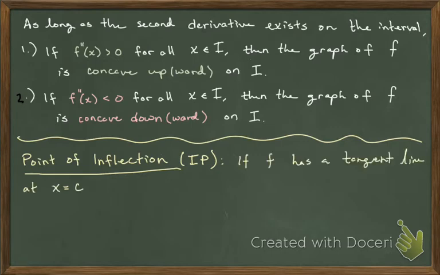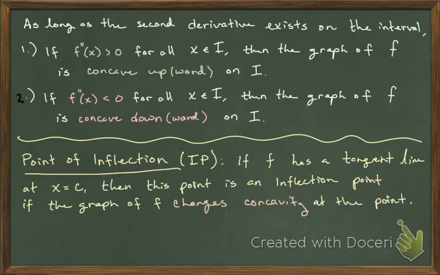And if we have a change in concavity, that's going to be called a point of inflection. So how we say here is if f has a tangent line at some point c, there has to be a tangent line there, that's crucial. The first derivative has to exist at a point. Then if the second derivative changes sign, or if the function changes concavity, then this point, x equals c, is an inflection point if f changes concavity at that point, okay?